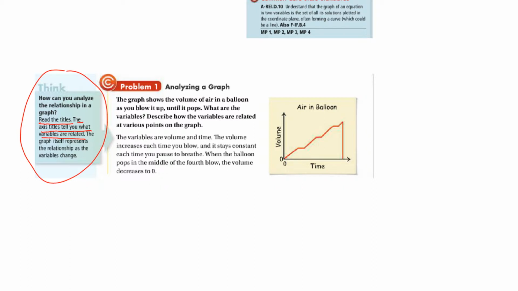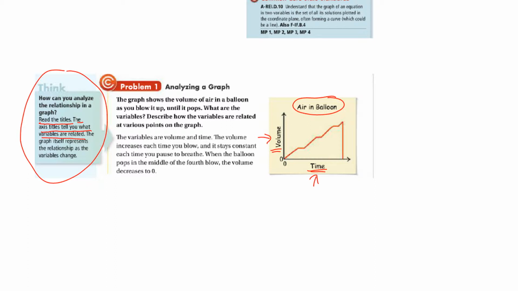So if I look at this problem 1, if I look at the title, I have air in a balloon. That's what the graph is showing me, air in a balloon. And then I look at the axes. I have the volume of air that's in a balloon and the time. So I'm going to look to see how those are related. If I look at the problem, it says the graph shows the volume of air in a balloon as you blow it up until it pops. What are the variables? Well, the variables would be our volume and our time.